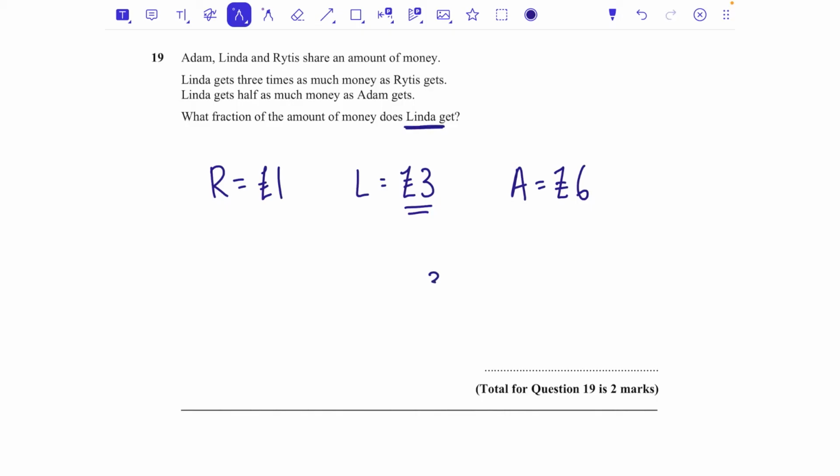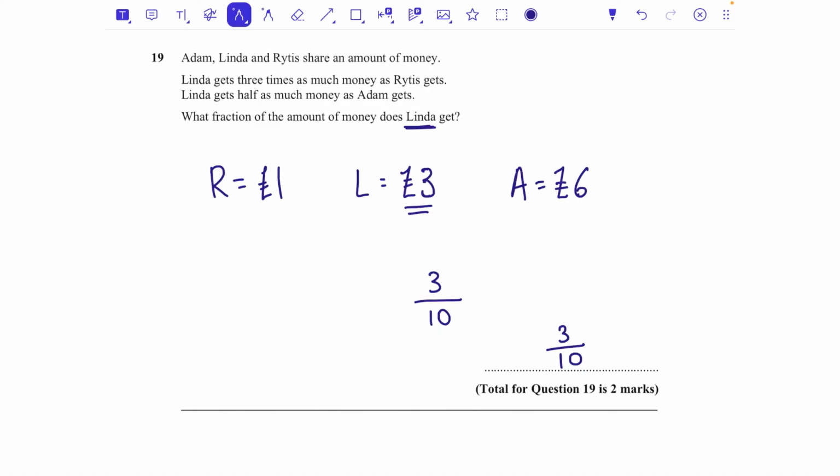Linda gets 3 out of, and if we add it all together, 1 add 3 add 6, that's out of 10. So we could have made it 10, 30 and 60, and then she would have got 30 out of 100, which would have simplified, and it's the same fraction. So it really doesn't matter. So I'm going to go with 1, 3 and 6, and I'm going to say that therefore her fraction is 3 out of 10.